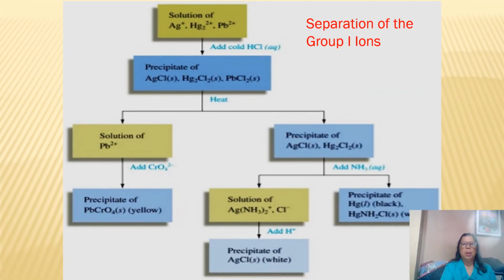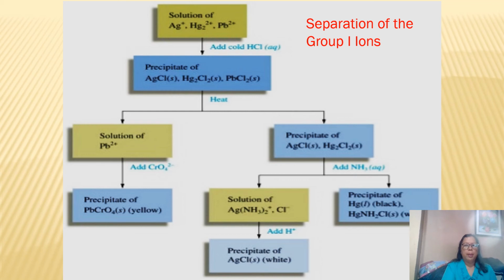Now, the first thing that is to be done in the lab or in your analysis is to separate the group 1 ions from the rest. So these are your group 1 ions to be tested for qualitative analysis. The precipitate that was formed could contain silver chloride that is white, mercury chloride that is orange, or the lead that you have seen in the previous slide.